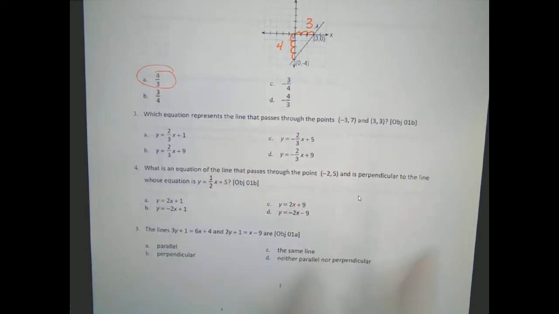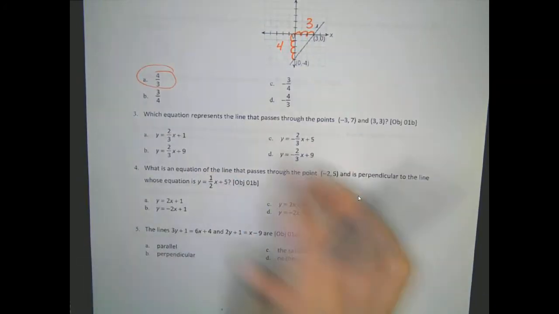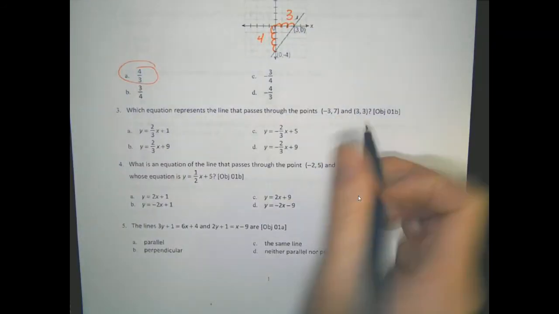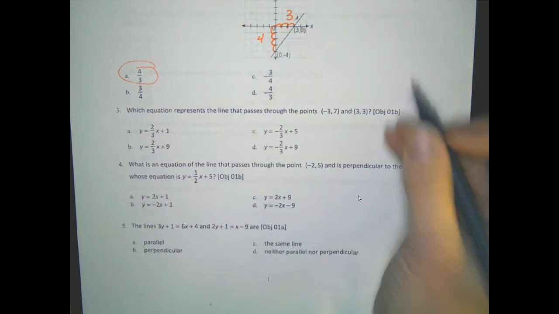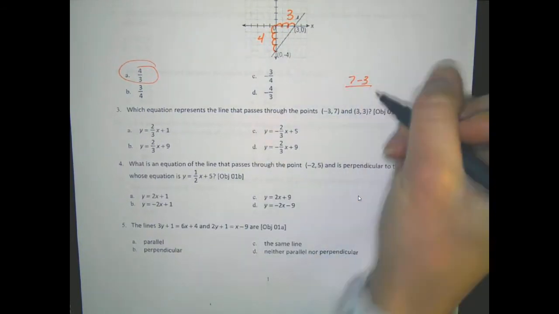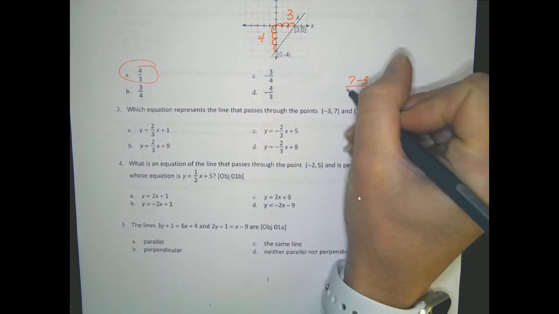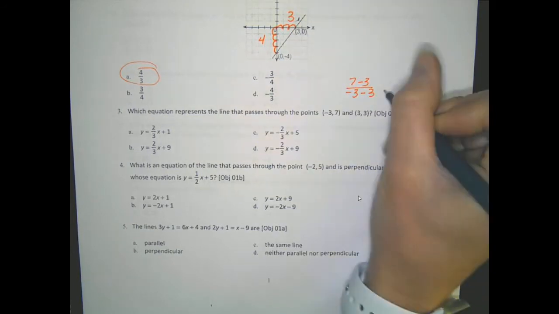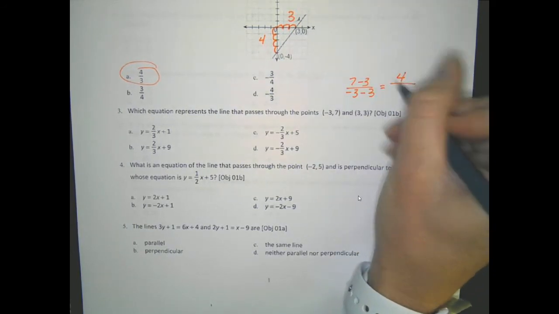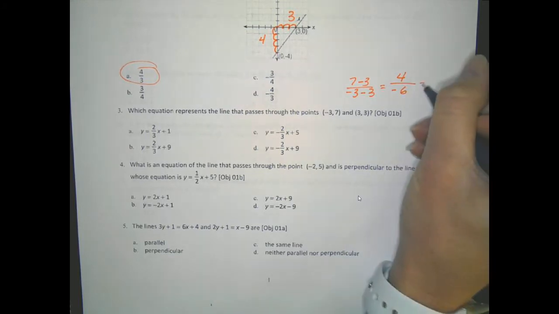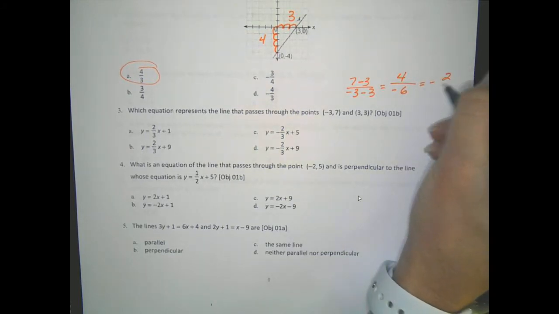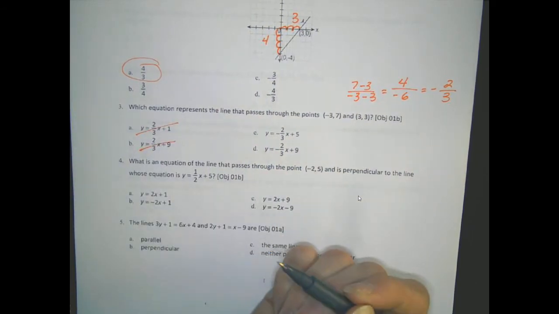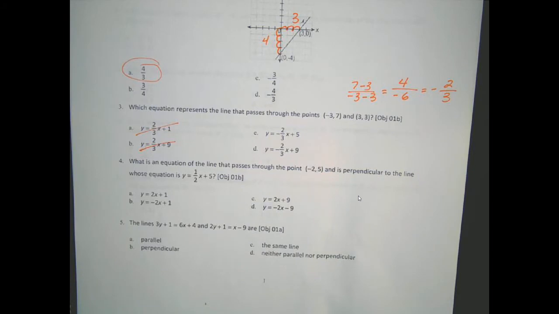Next one, which equation represents the line passing through these 2 points right here? I always like slope-intercept form. These are all in slope-intercept form. The first thing you have to do is find the slope. So that's going to be your change in y, which is 7 minus 3, over your change in x, which is negative 3 minus 3. So 7 minus 3 is 4, negative 3 minus 3 is negative 6. You need to make sure you simplify. It's negative 2/3. Knowing that it's negative 2/3, you can actually eliminate those as answers. It's always a really good thing to do for standardized tests.